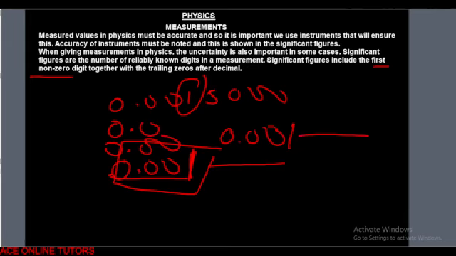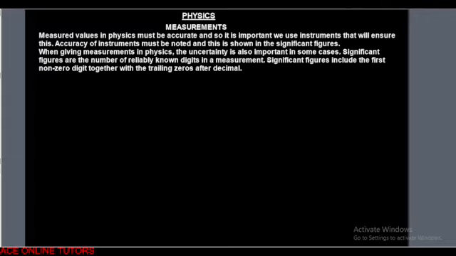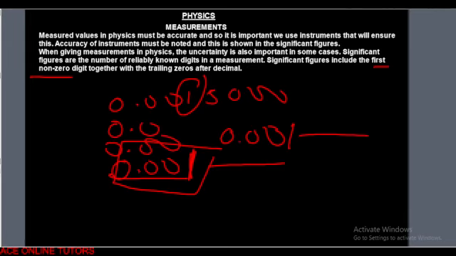But once you don't get to the first non-zero, you can't stop. Even if there are 100 zeros, you keep writing 0.0000 until you reach 100 zeros. Then when you see the first number, you write it. So that's what we mean by significant figure. And if there are zeros after it, you might include them if you like, and if you like, don't include them.